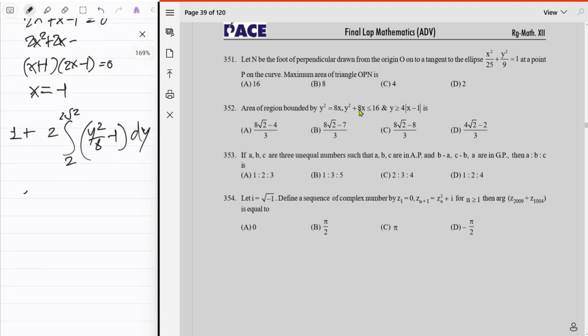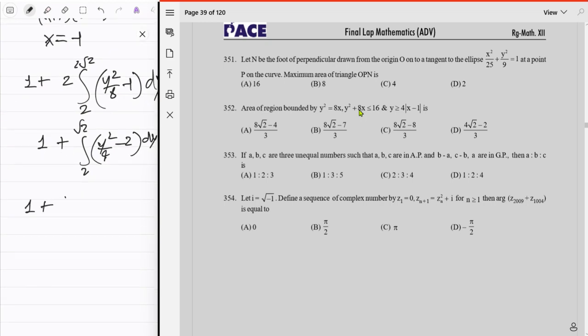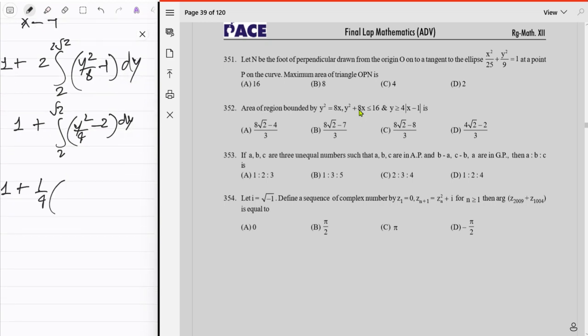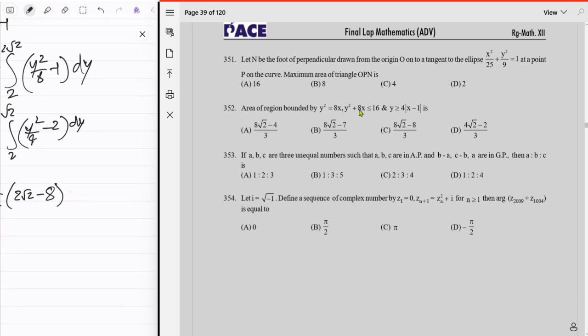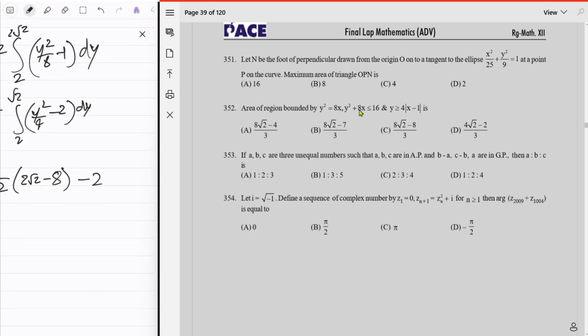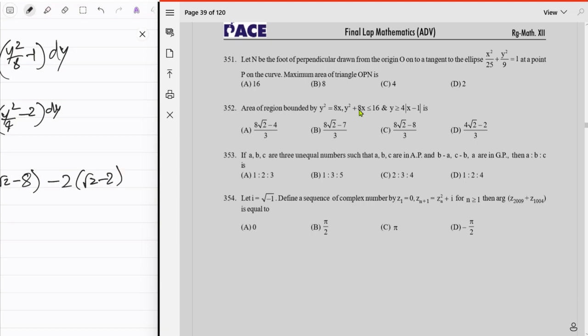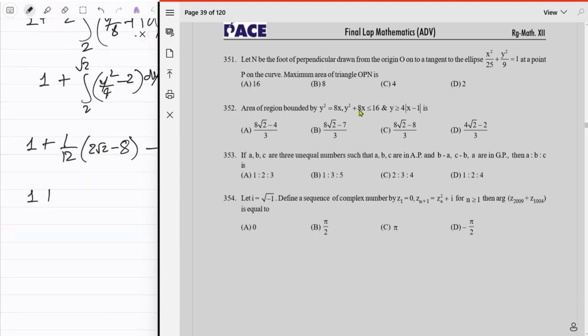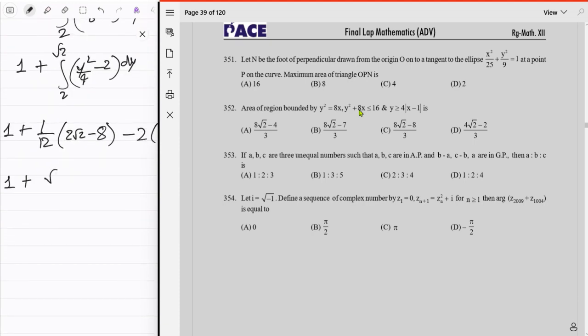So ये क्या हो जाएगा, just 1 plus ये इंटीग्रेशन क्या है, y square upon 4 minus 2 dy from 2 to square root of 2. So just 1 plus 1/4, यहाँ पे आएगा y cube upon 3. So just 1 upon 12 कर डालो, upon 12. इसका cube is just 2 square root of 2 minus 8, and then you have minus 2, just y, so square root of 2 minus 2. So क्या, just 1 plus square root of 2 upon 6.